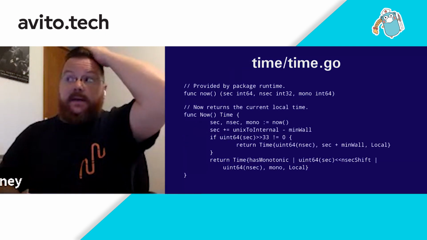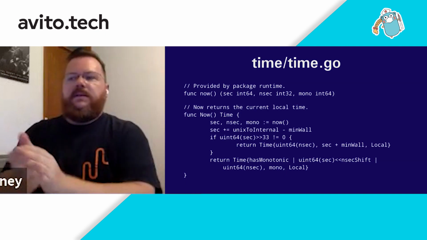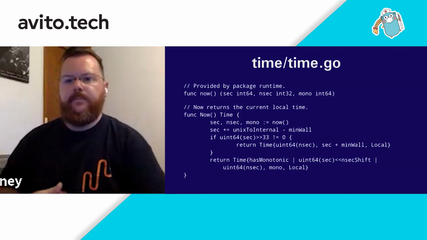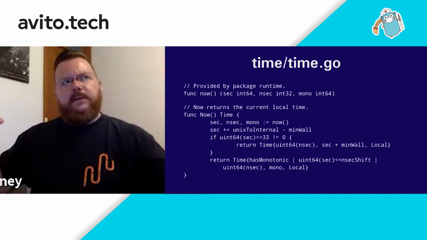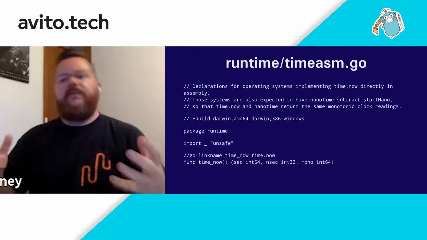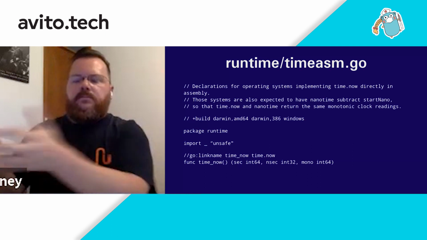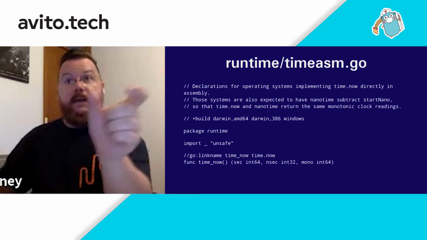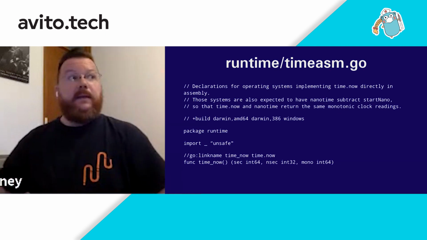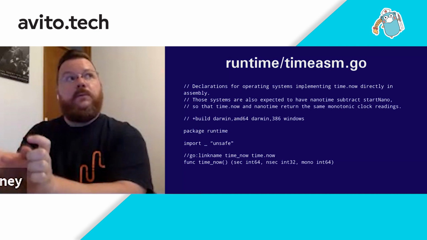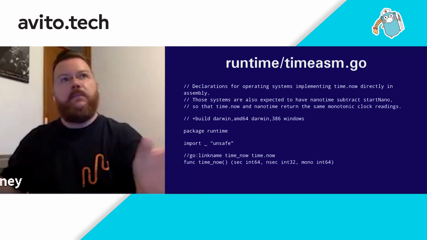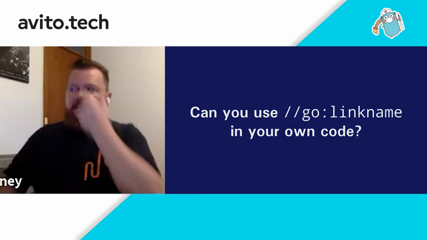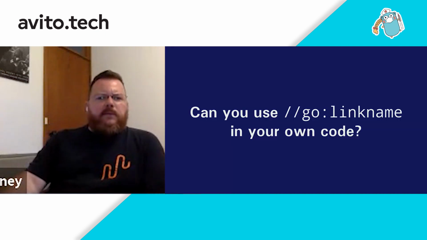And if we look on the other side in the time package, we see that the lowercase now function says provided by package runtime. So that's how Linkname works. On one of those declarations, there'll be a Linkname declaration that says one name and another name are the same. They produce one symbol, and when they're referred to by either name, the linker will do the right thing. So the question is, can you use Linkname in your own code?